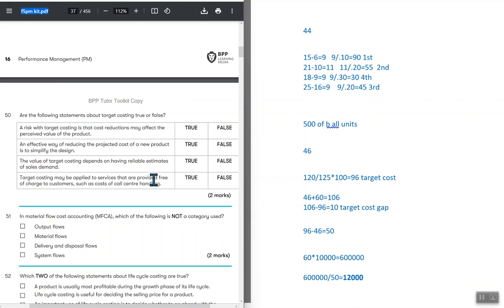So it is true. Target costing may be applied to service industries that are provided free of charge to customers, such as cost of call center handling. Remember, the purpose of target costing is having a reliable estimate and deducting the profit margin from that, and then having a target cost. So if there is no profit margin, we are providing it free of charge, that whole system of target costing is not applied there. So this would be false.